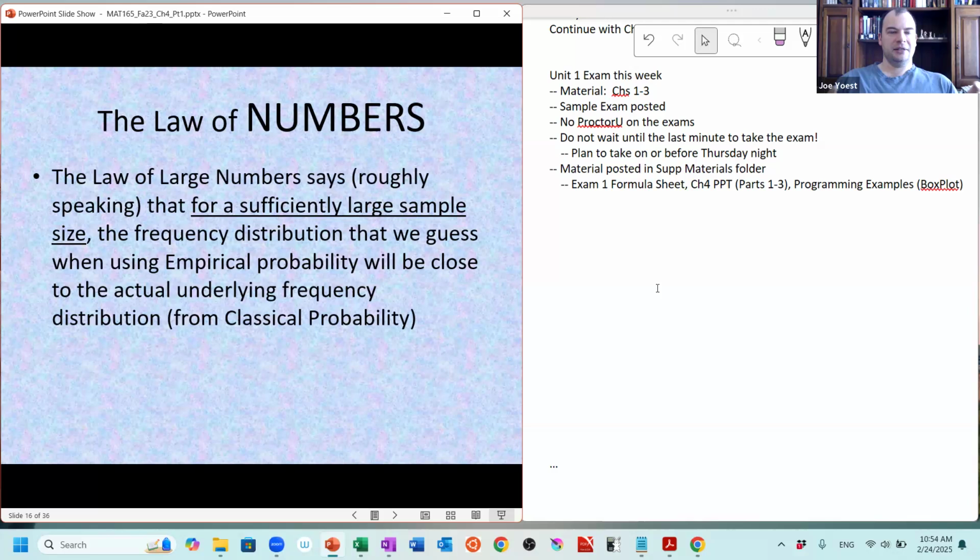well, we can look at that empirical distribution, empirical, coming from real world data. We can look at that as an estimate of the underlying probability distribution, the classical probability structure where we know what the population level information is. And the law of large numbers says that for a sufficiently large sample size, we should have a good estimate there, that that's a reasonable thing to do.